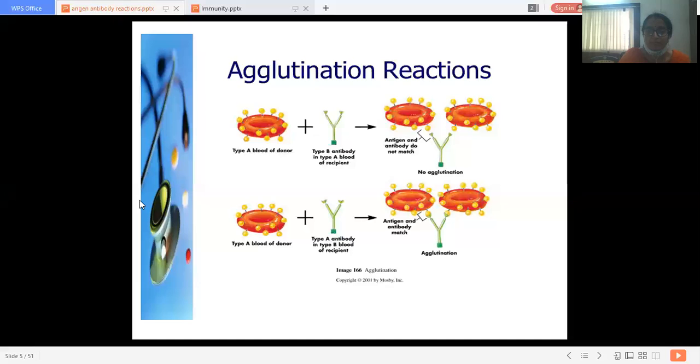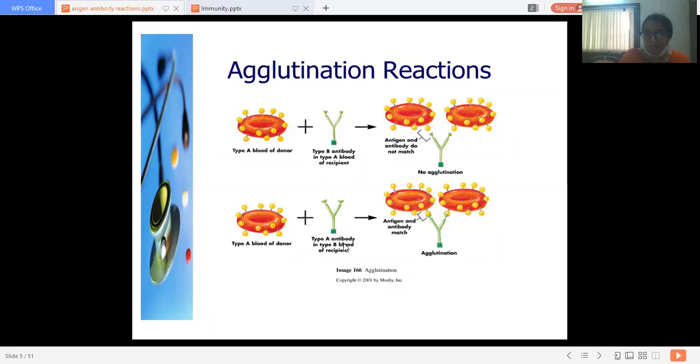Now it is given in this diagrammatic part. Again, see, there is a type A blood donor, and whenever this type B antibody is present in the type A blood recipient, what is going to happen? The antigen and antibody do not match, so there will be no agglutination reaction.